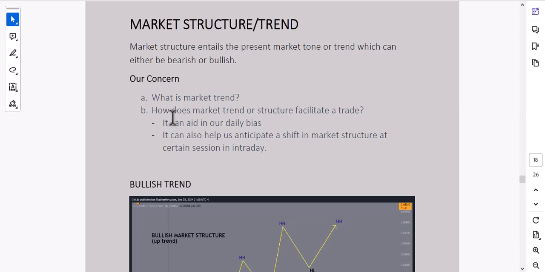How does market trend or structure facilitate a trade? It can aid in our bias. It can also help us anticipate a shift in market structure at certain sessions in intraday.